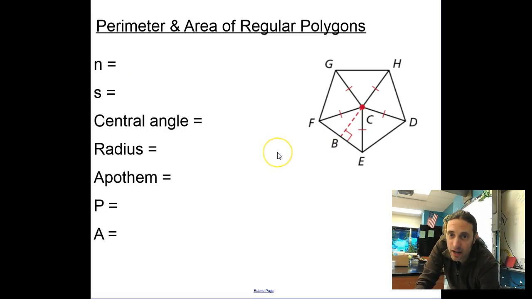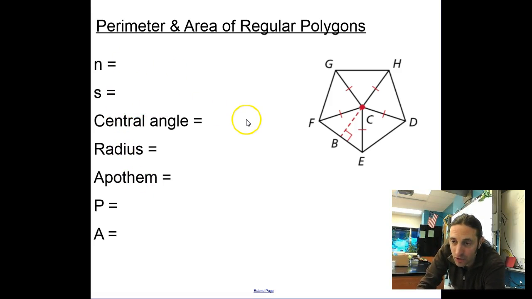So the first thing we need to talk about is what all these vocabulary terms mean. If I said to you, find the perimeter of a regular polygon, you'd say, oh, a regular polygon, all sides and angles are the same. So if I've got a five-sided figure, I've got five sides, I figure out the length of each side, I multiply it by 5, and I get the perimeter.